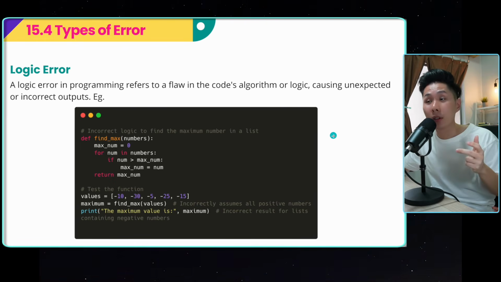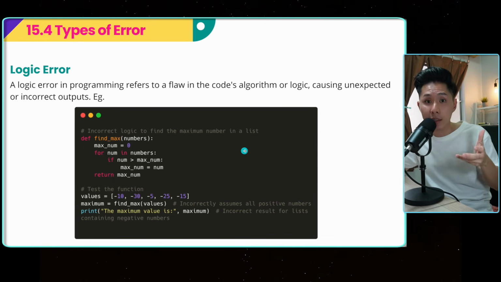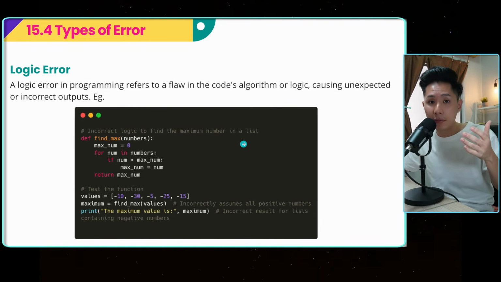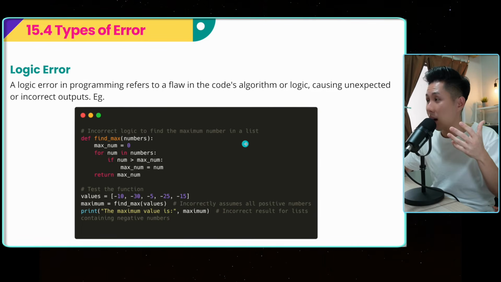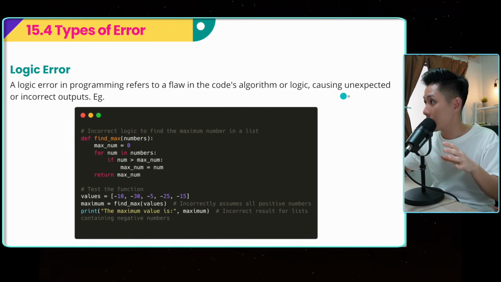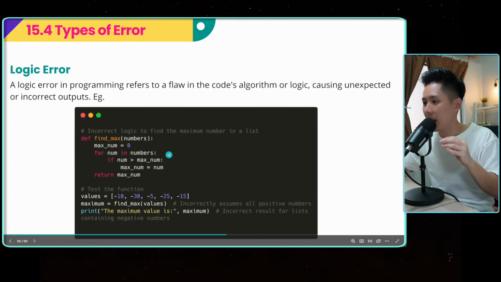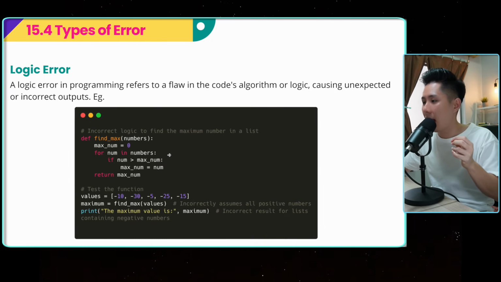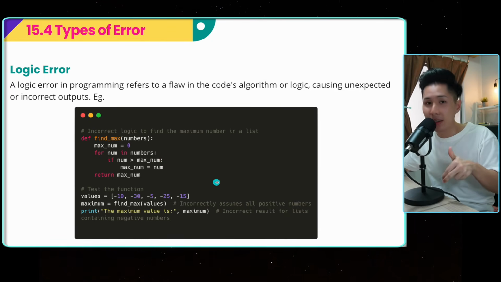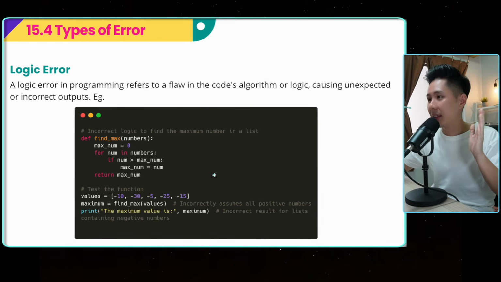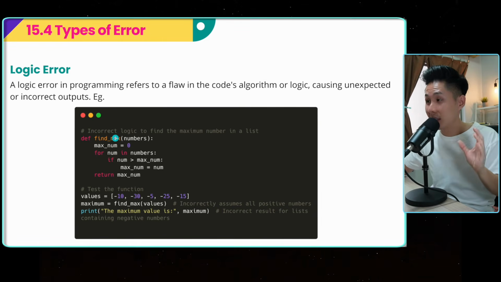Another type of error is not so easy to detect. It's called logic error. You'll probably face a lot of this problem when you are coding. It refers to a flaw in the code's algorithm or logic, causing unexpected or incorrect output. So if you look at this Python code here, it will look correct until you run the code. You find out that, hey, the program doesn't do what it's intended to do, which is it doesn't find the maximum.